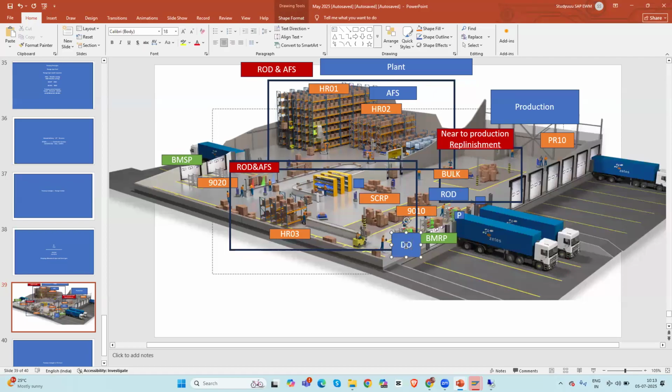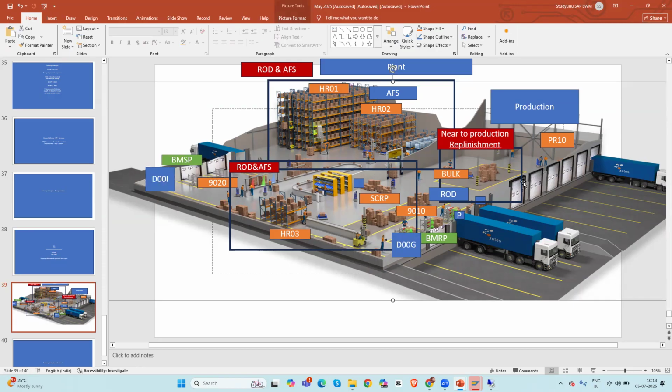So DOO1, or D00G, I'll take D00G. And what about this storage type? This storage type is D00I. D00I means doors for goods receipt and doors for goods issue. Or else I can take DOGI and DOGR. DOGR: doors for GR and doors for GI.